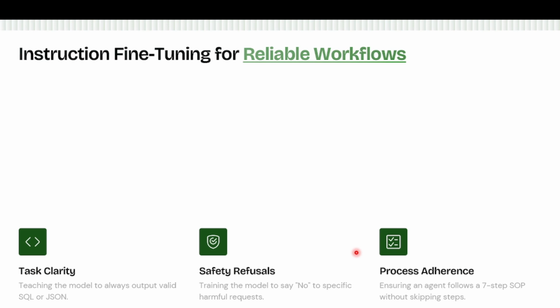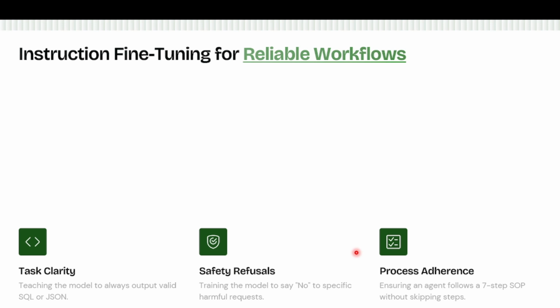How do you fine-tune instruction for reliable workflows? The first thing we have here is task clarity. The task must be clear. It must not be ambiguous. It must not be vague. Teaching the model to always output valid SQL or JSON is very, very important. Task clarity and prompt clarity, and even if using chain of thought, the thoughts should be clearly combined in sequence. What should come first should not come last.